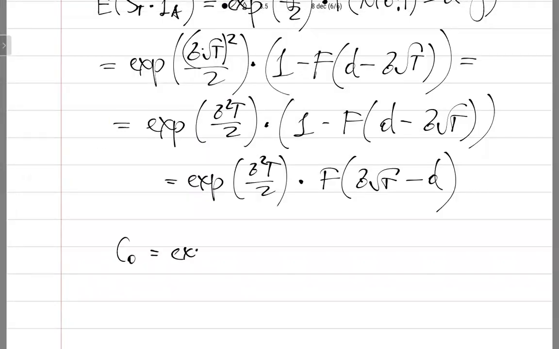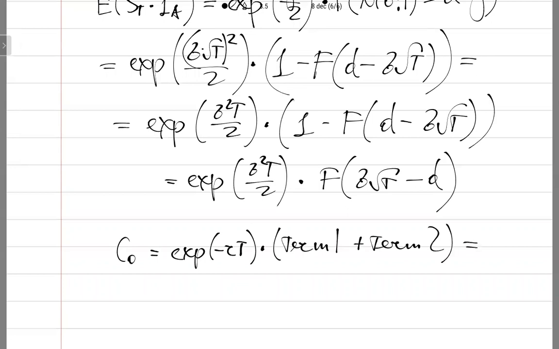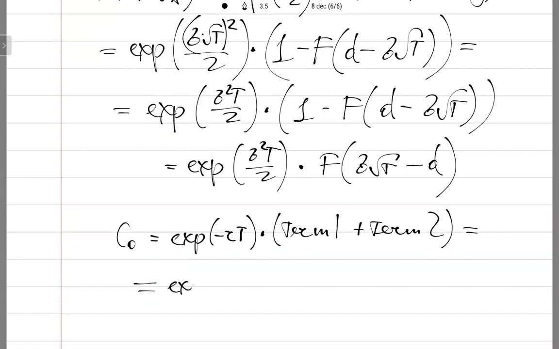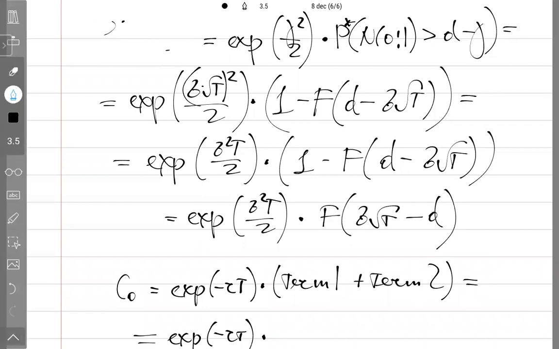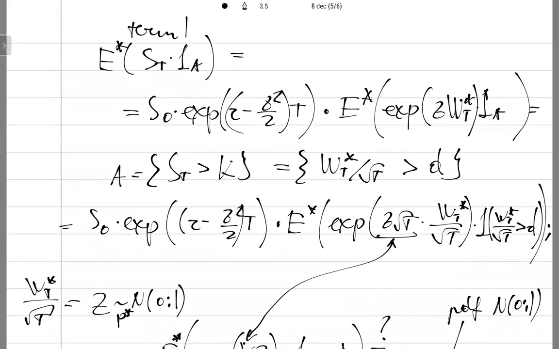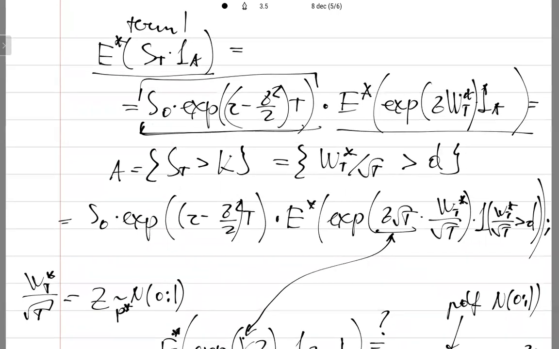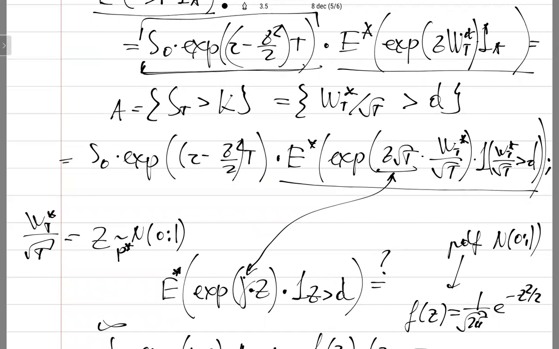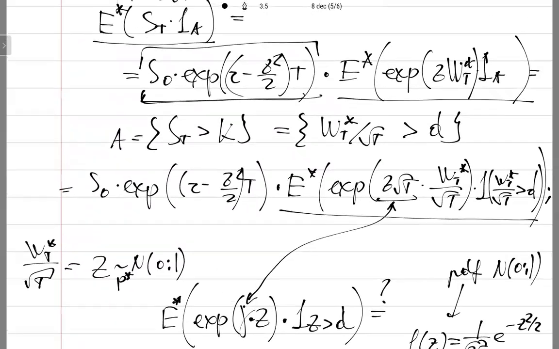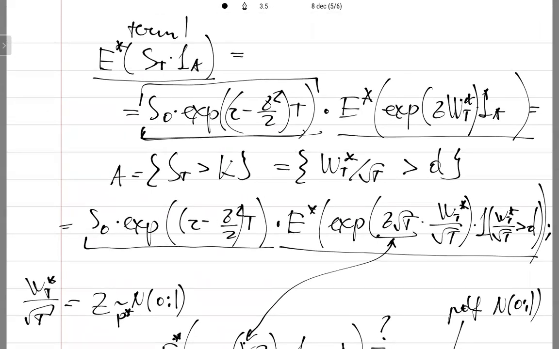And so, the final answer: the option price is exponent of minus RT times term one plus term two. Sorry, we forgot something, it's not like that. Term one has S zero before it. What we have calculated there is just part of term one. So we need to write S zero times exponent of r minus sigma squared over two times t.